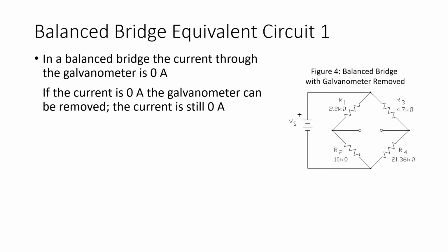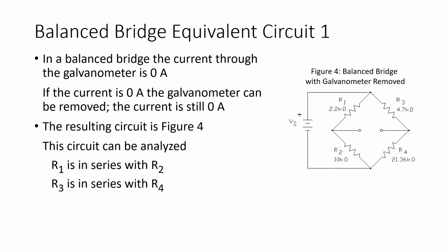However, if the bridge is balanced, we can analyze the circuit. If the bridge is balanced, the current through the galvanometer is 0 amps. Therefore, I can remove the galvanometer and I won't change anything. The current through an open is 0, and the current through the galvanometer with a balanced bridge was 0. So with the circuit of figure 4, removing the galvanometer will not change the current through the resistors R1, R2, R3, or R4.